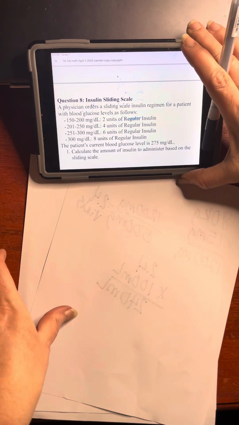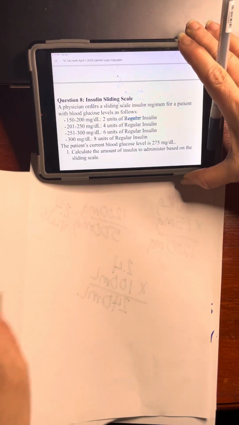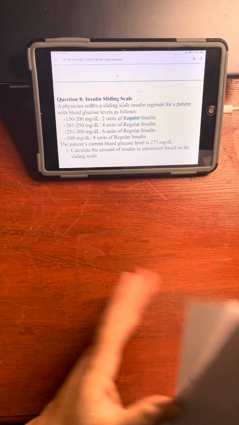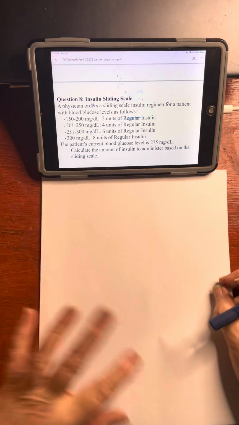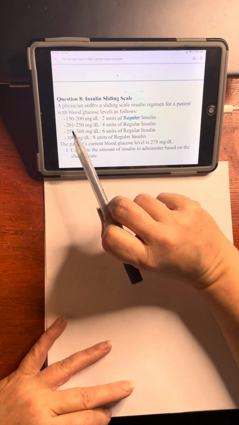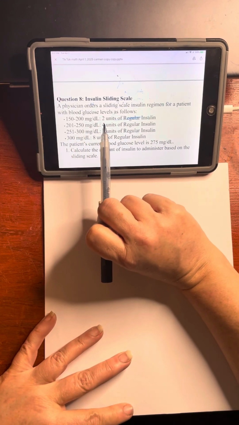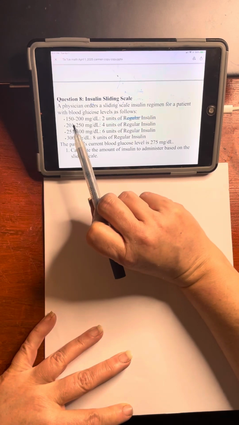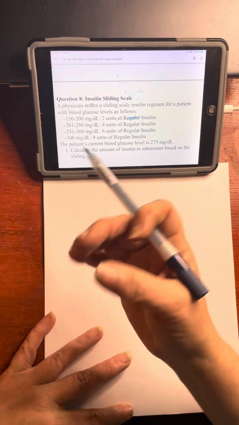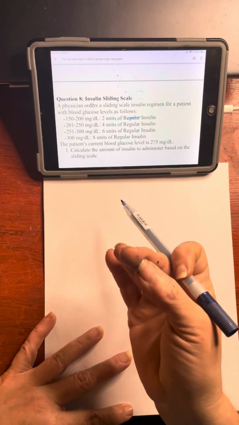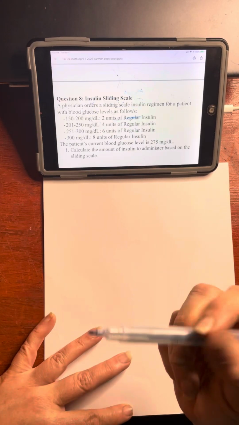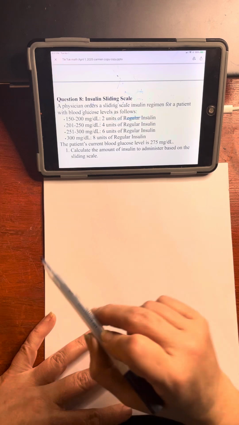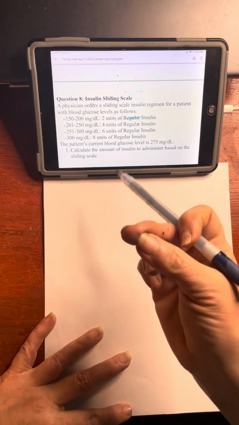The physician orders a sliding scale insulin regimen for a patient whose blood glucose levels are as follows. Okay, so this is the scale. And this is for the AC and HS AccuChecks that they do on a type 1 diabetic person. They get them before each meal to check it.